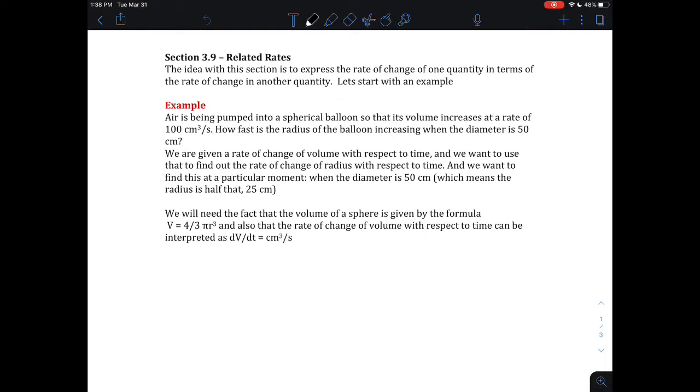What we are given is a rate of change of volume with respect to time, and we want to use that to find out the rate of change of the radius with respect to time. We also want to find that rate of change at a particular moment, when the diameter is 50 centimeters, which also means that the radius is half of that, 25 centimeters. What we're going to need to start with is the fact that the volume of a sphere is given by the formula V for volume equals 4/3 pi r cubed. And also we're going to need that the rate of change of volume with respect to time can be interpreted as a derivative. dV/dt equals 100 cubic centimeters per second.